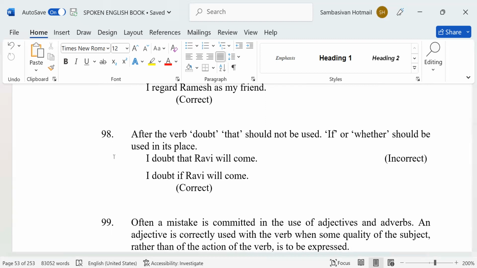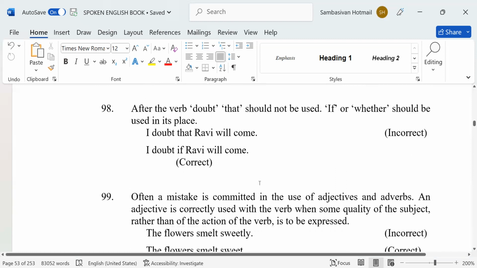After the verb doubt, that should not be used. The if or whether should be used in its place. I doubt that Ravi will come. Incorrect. I doubt if Ravi will come. Correct.